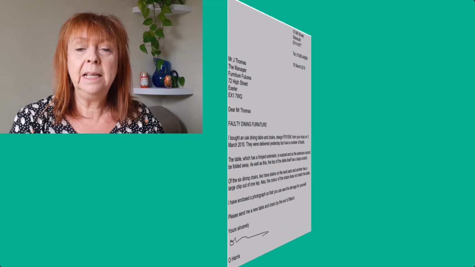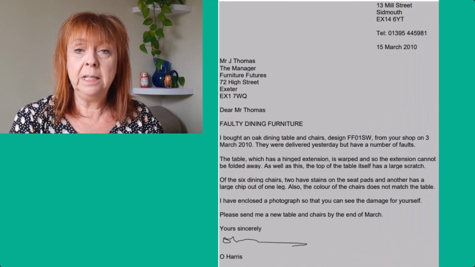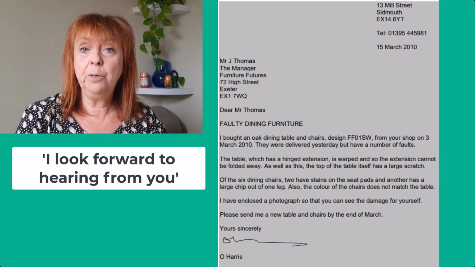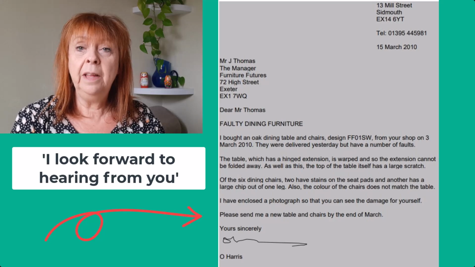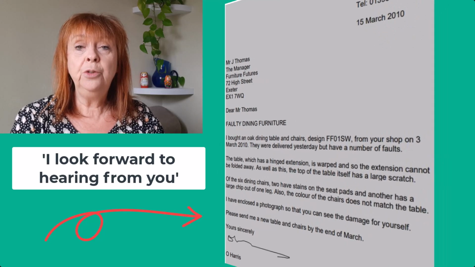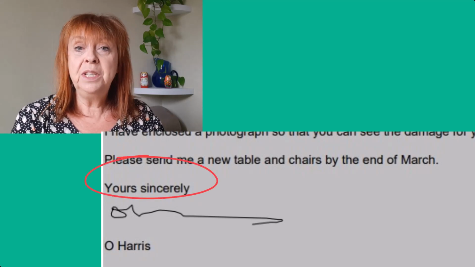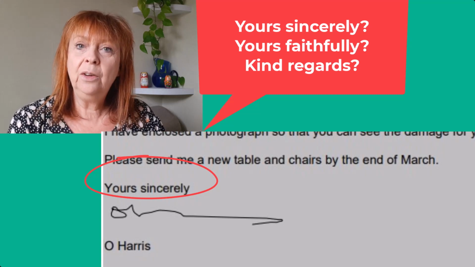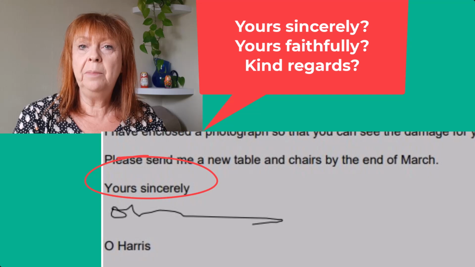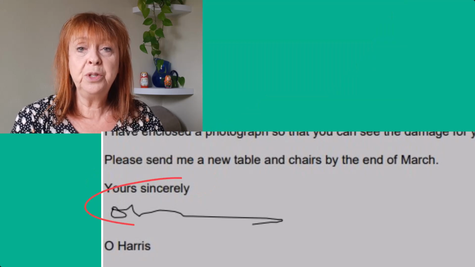At the end of the letter, when you have finished writing your main points, write your sentence, "I look forward to hearing from you," on a separate line. Below that, with a line space, you will need your farewell, either yours sincerely or yours faithfully, occasionally now, kind regards, whichever one matches with who you are writing to. And then finally, you should put your signature.